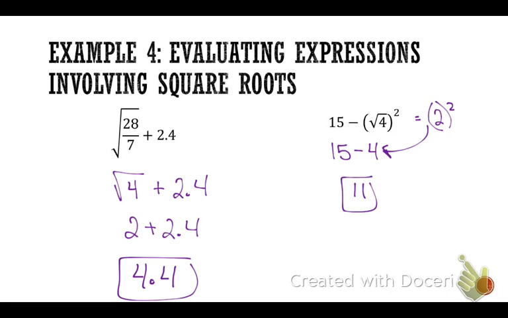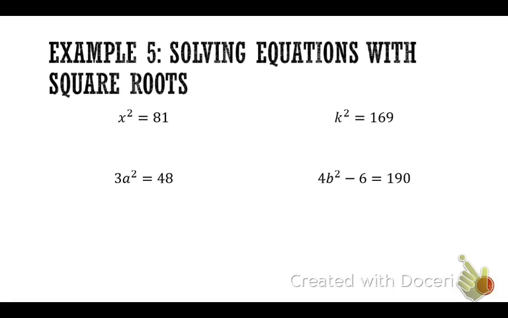Okay, let's go ahead now and go to our last example, example 5. Solving equations with square roots. Those inverse operations are really important. Anytime we're solving an equation, we must use inverse operations, meaning if addition is connected to the variable, we subtract. If subtraction is connected, we add to get the variable by itself. Well, now we have an exponent connected to our variable. So we've got to find a way to do the inverse of squaring to get that variable by itself. All right, go ahead and write these down.